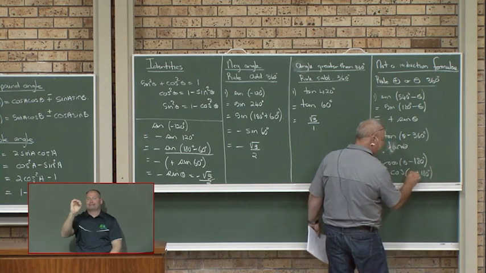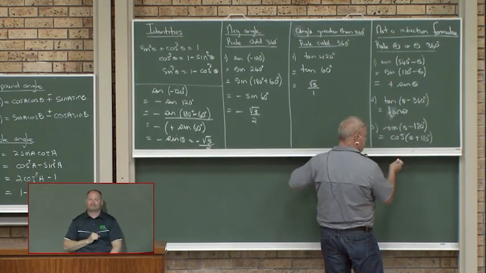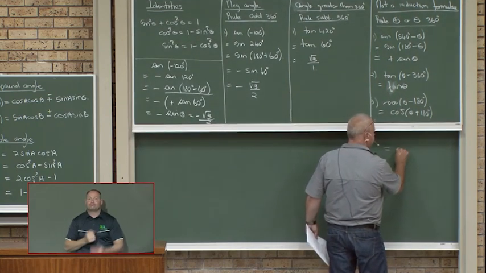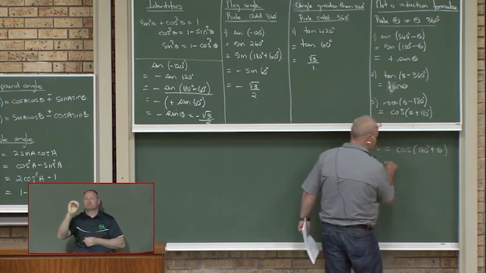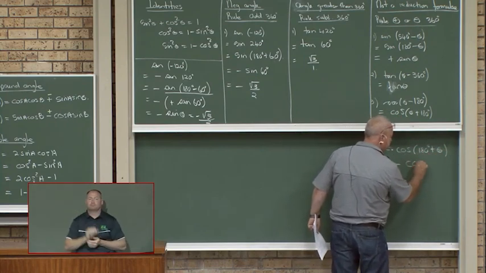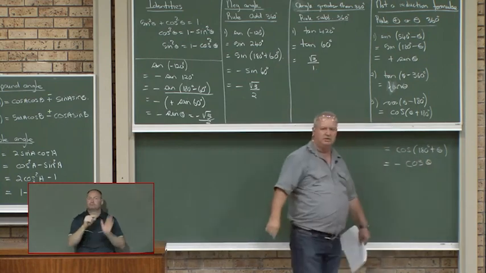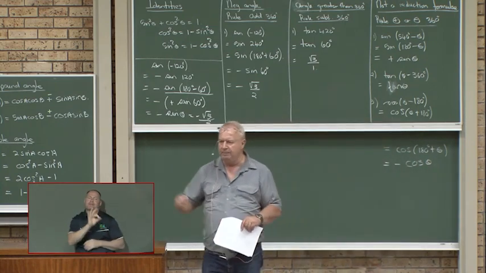Are you with me? Right. Now that is equal to the cos of 180 degrees plus theta, correct? And in the third quadrant, cos is negative, so it's negative the cos of theta. Are you with me? Are you happy?